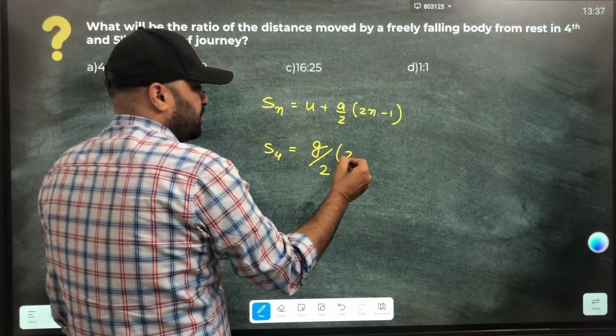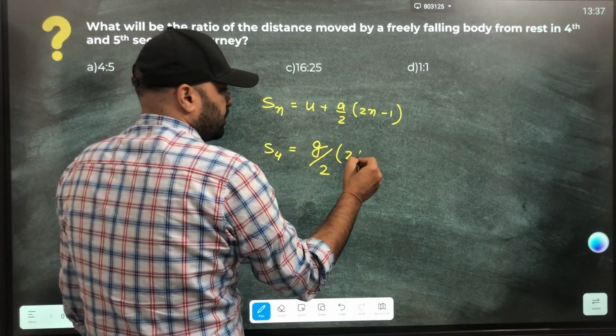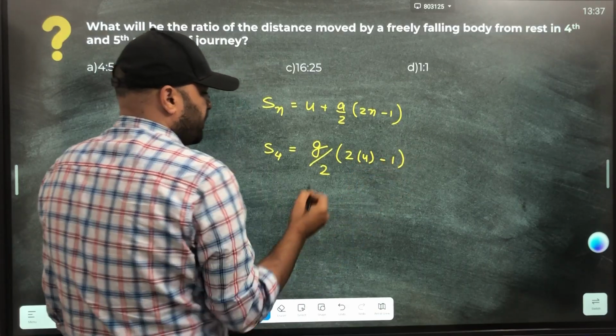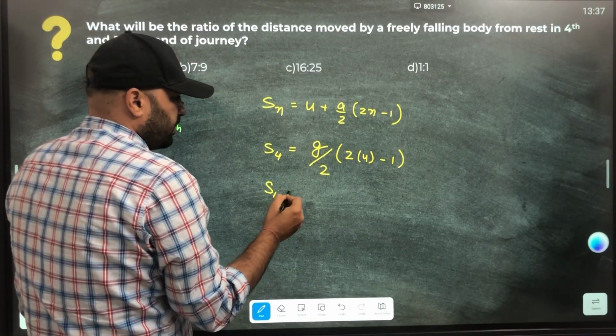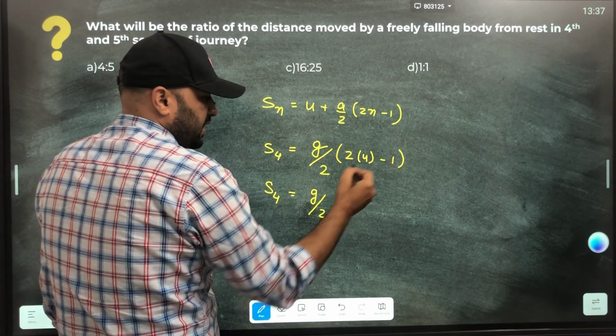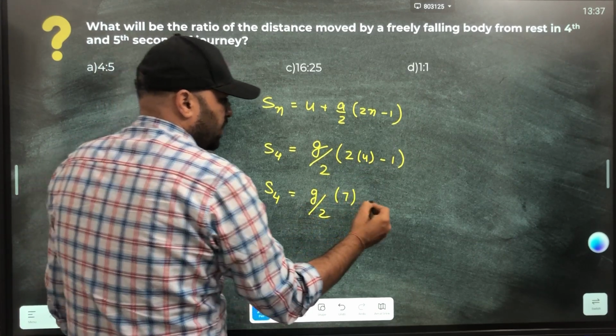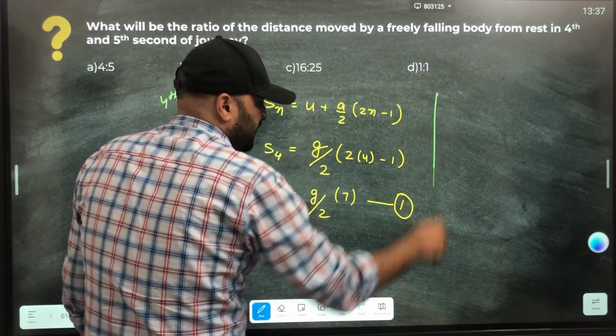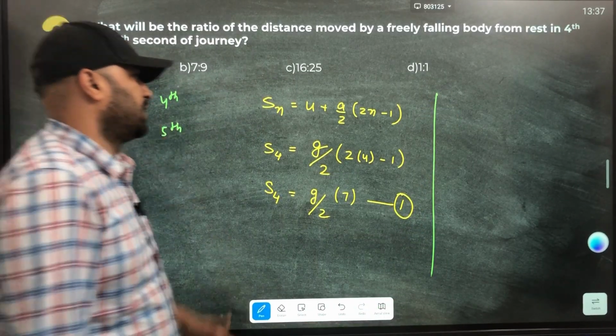It will be 2 into n, which is 4, so 2 into 4 minus 1, right? So this will give us S4 equals g by 2 into 7. 2 fours are 8, 8 minus 1 is 7, correct? This is equation 1.